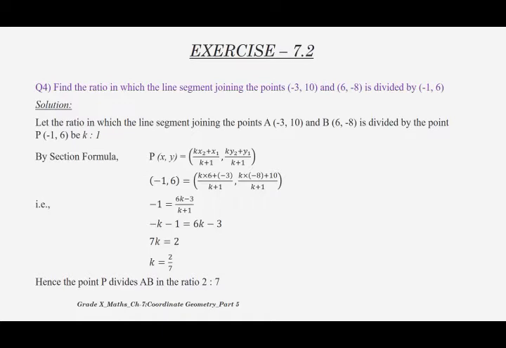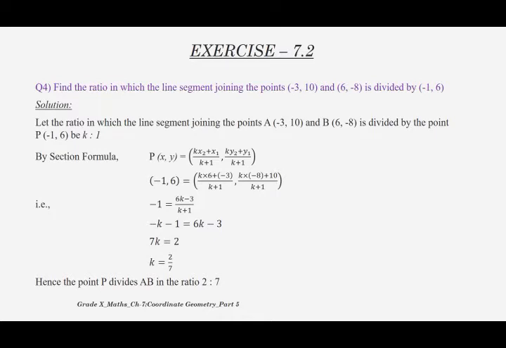Question number 4. Find the ratio in which the line segment joining the points -3, 10 and 6, -8 is divided by -1, 6. So we have to find the ratio in this question. We already saw in the previous video that if we have to find the ratio, we have to use section formula with k:1. So let us name the points first, A and B, and P is the point which divides it in the ratio k:1.